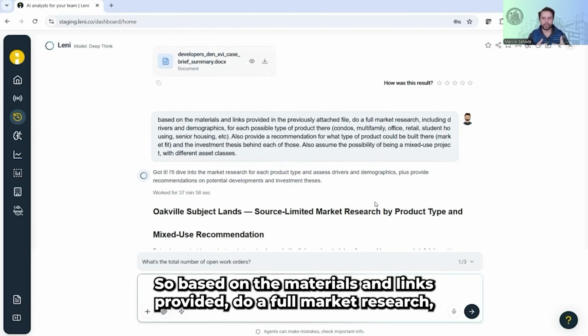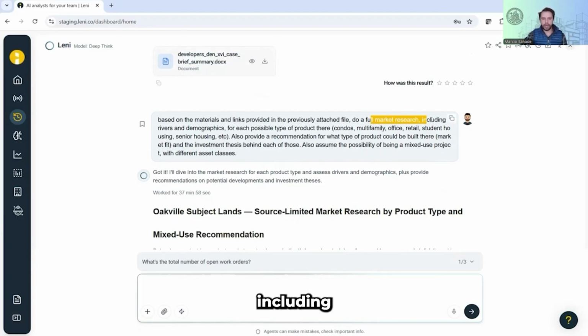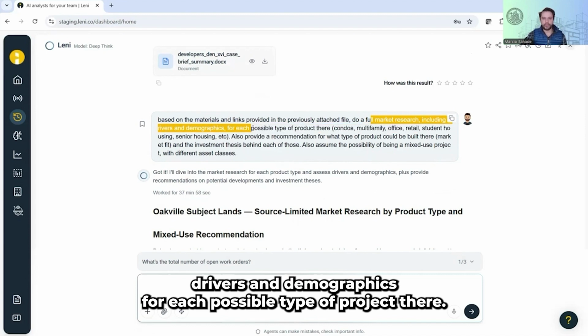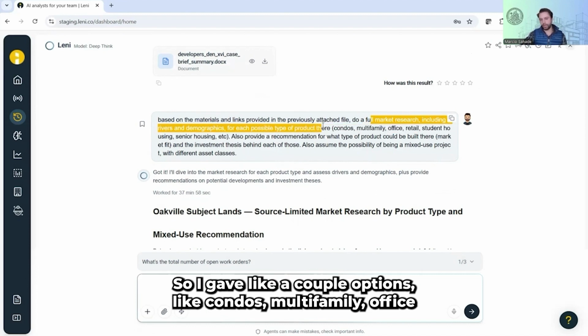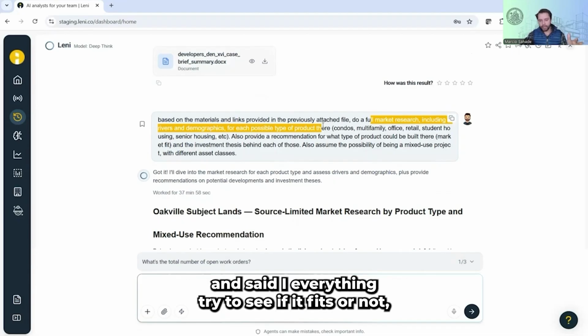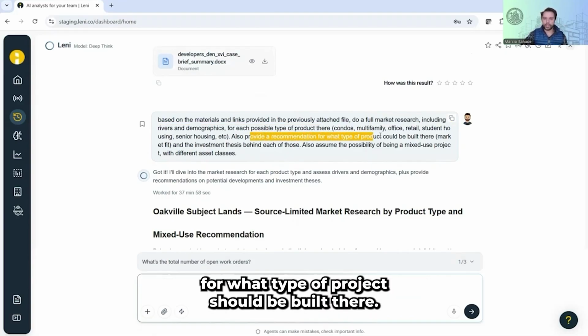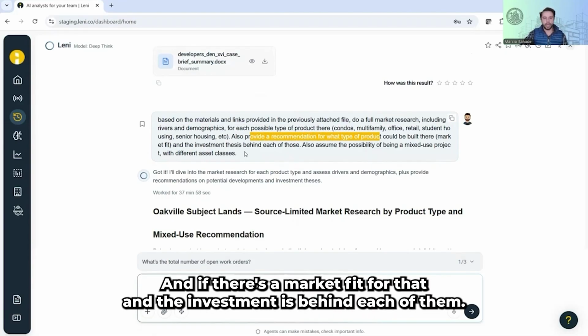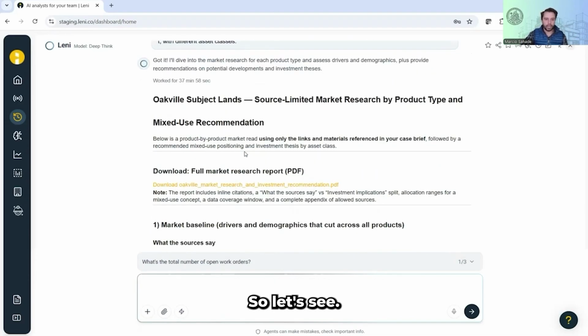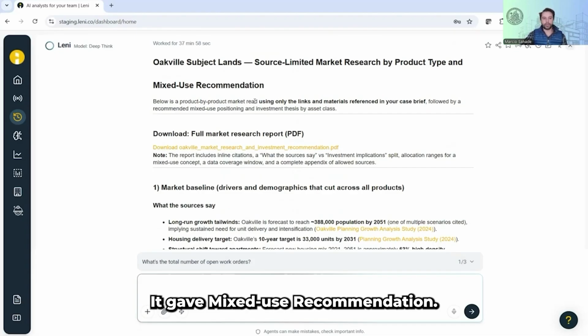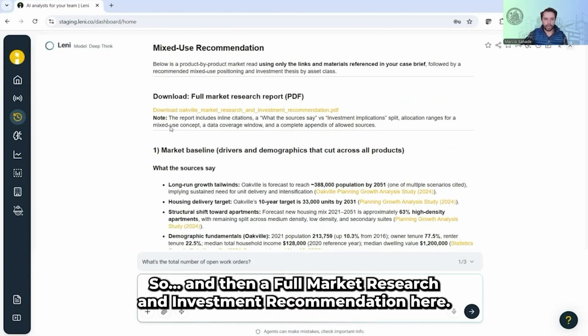So based on the materials and links provided, do a full market research, including drivers and demographics for each possible type of product there. I gave a couple of options like condos, multifamily, office, and said, try to see if it fits or not. Give me a market research for this and provide a recommendation for what type of product should be built there, and if there's a market fit for that, and the investment thesis behind each of them. So let's see. It gave a mixed use recommendation, and then a full market research and investment recommendation here.